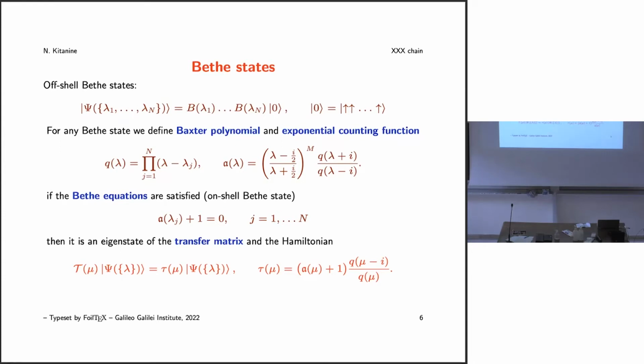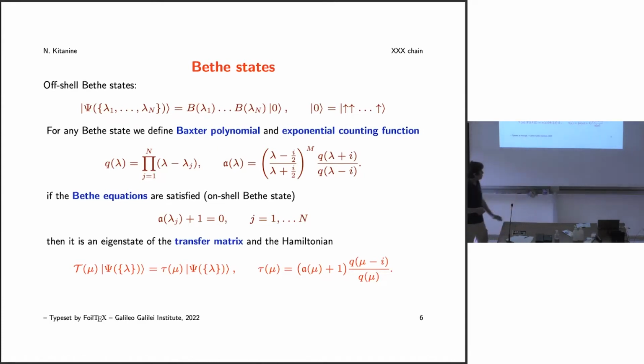So these off-shell Bethe states, the main result more or less of the 1979 Faddeev, Sklyanin and Takhtajan paper, is that these states will be eigenstates provided these complex numbers satisfy a set of equations which can be written in this form. So if you specify this function at these roots lambda j, you obtain just -1. These are called Bethe equations. And if they are satisfied for all these roots lambda j, then such states are eigenstates of the transfer matrix and hence of the Hamiltonian.